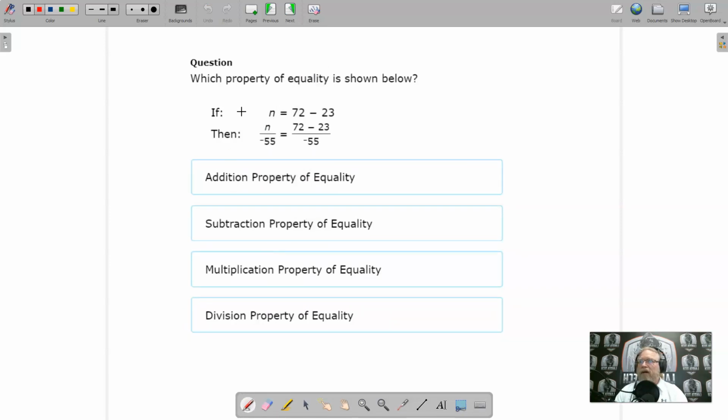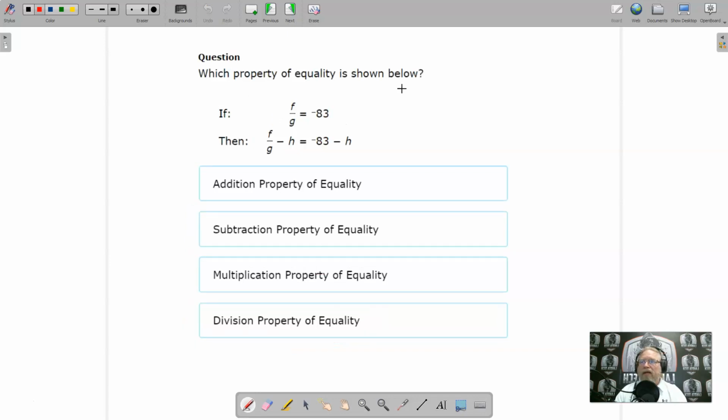Which property of equality is shown below? Here we have n on the left, and we have 72 minus 23. Here's our n here, and here's our 72 minus 23 here. Again, it's a fraction, right? So they're both being divided by the value of negative 55. So this is the division property of equality. Again, it's all about what we do to one side, we do to the other. As long as we do the same thing to both sides, we're going to maintain that level of equality between the two different statements.